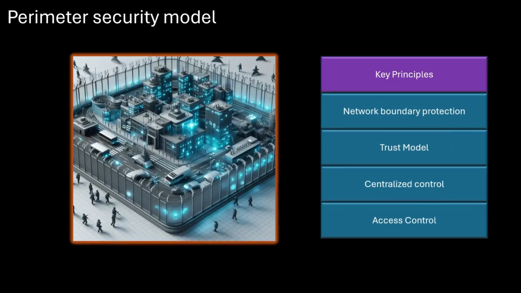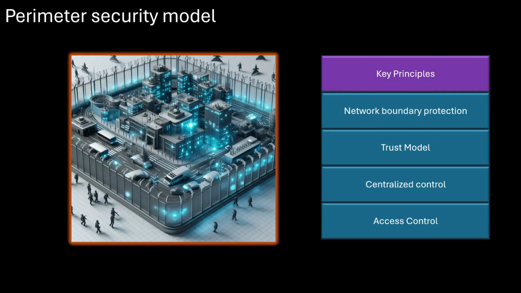The perimeter security model, also known as the castle and moat model, is a traditional approach to network security that focuses on protecting the network boundaries. The core idea is to create a strong defensive perimeter around the network to prevent unauthorized access, while assuming that everything inside the perimeter is trusted and secure.